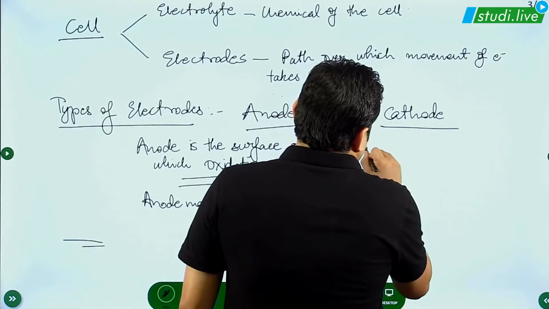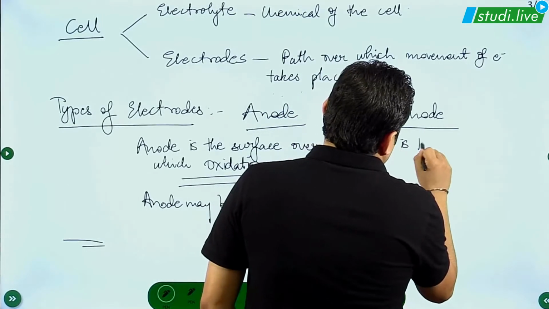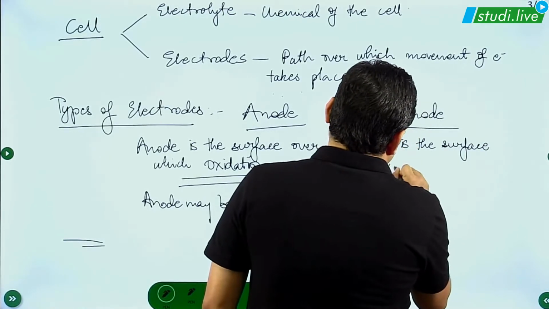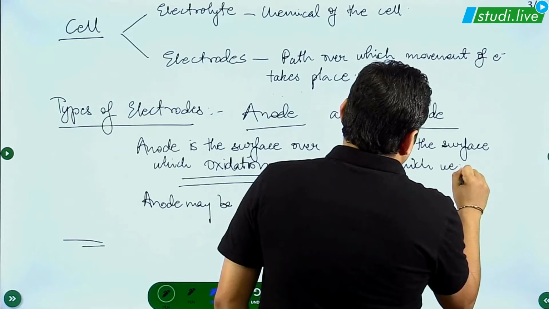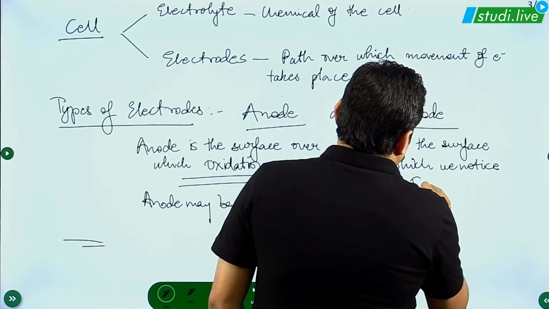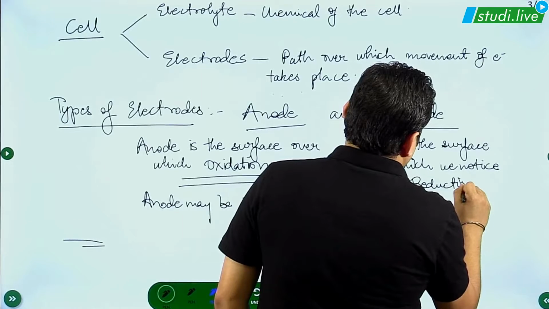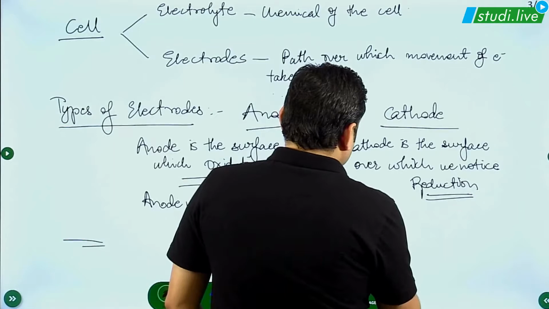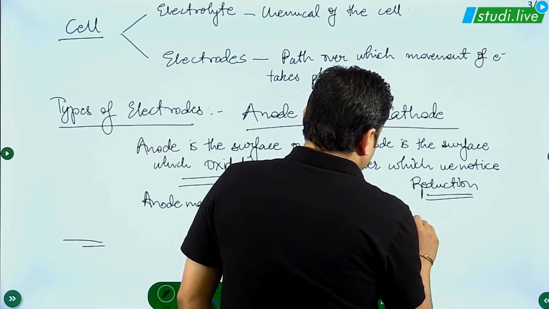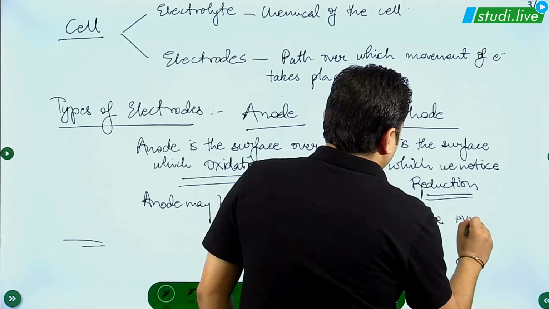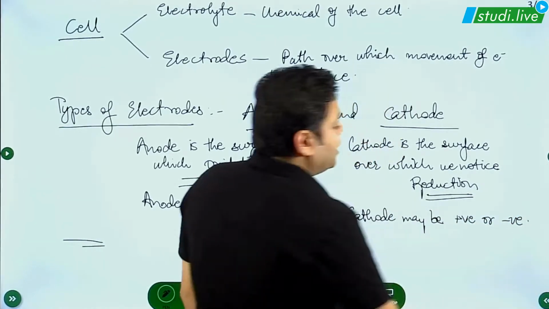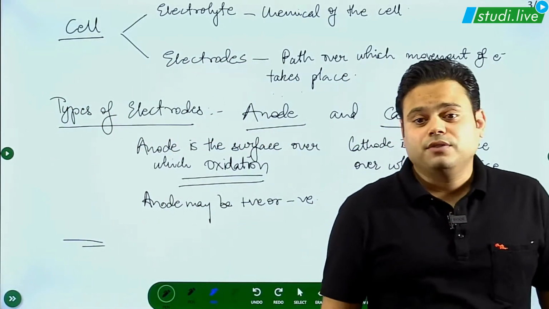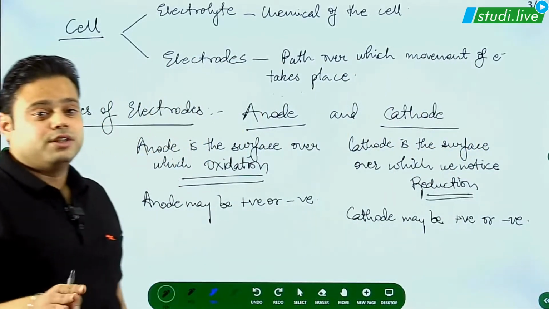Cathode. So cathode is the surface over which we notice reduction. And cathode may be positive or negative depending upon the type of your cell. Depending upon the type of the cell, the charge on the anode may be positive or negative. The charge on the cathode may be positive or negative.